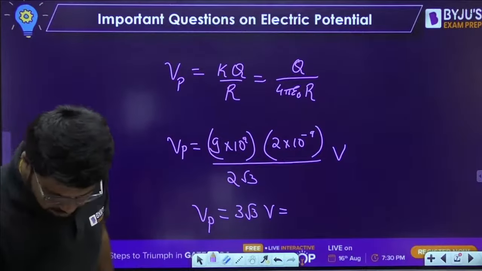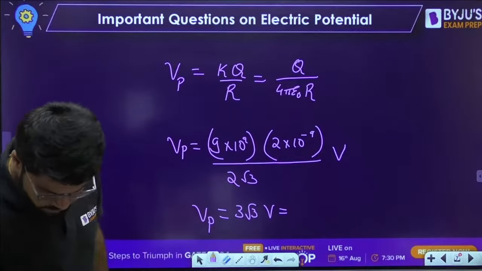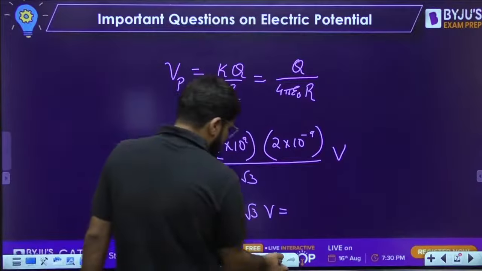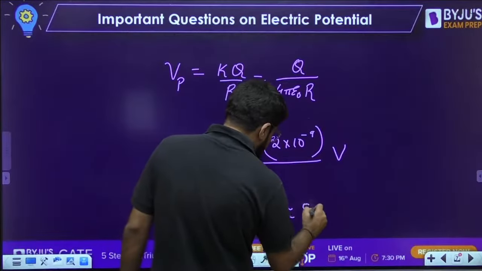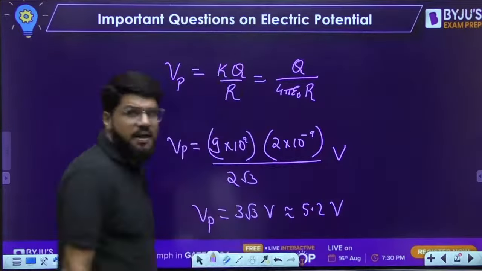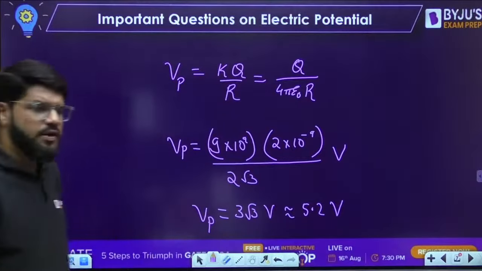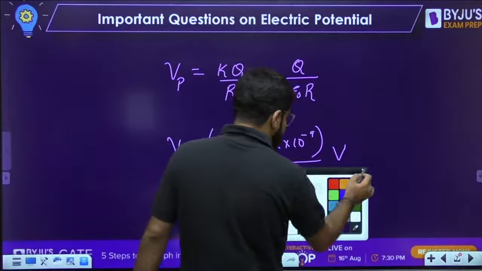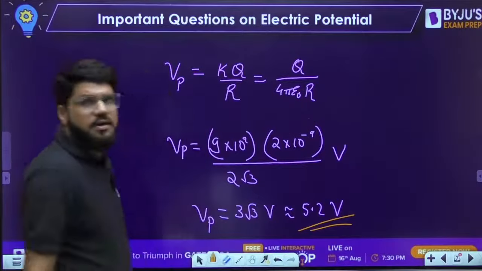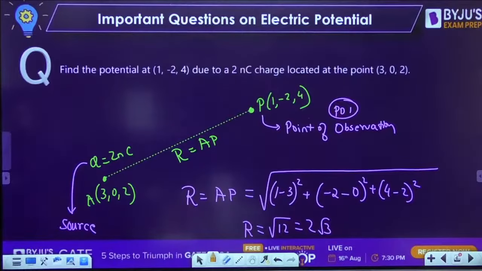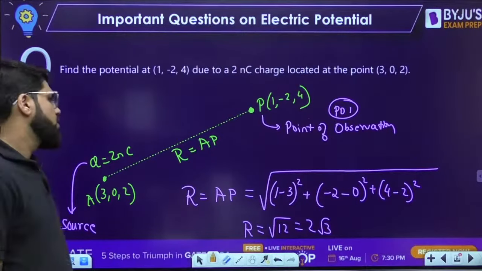Or if I calculate its value, 5.196, or let me put it as approximately 5.2 volts is my answer. So my final answer stands out to be 5.2 volts. My final answer is 5.2 volts.